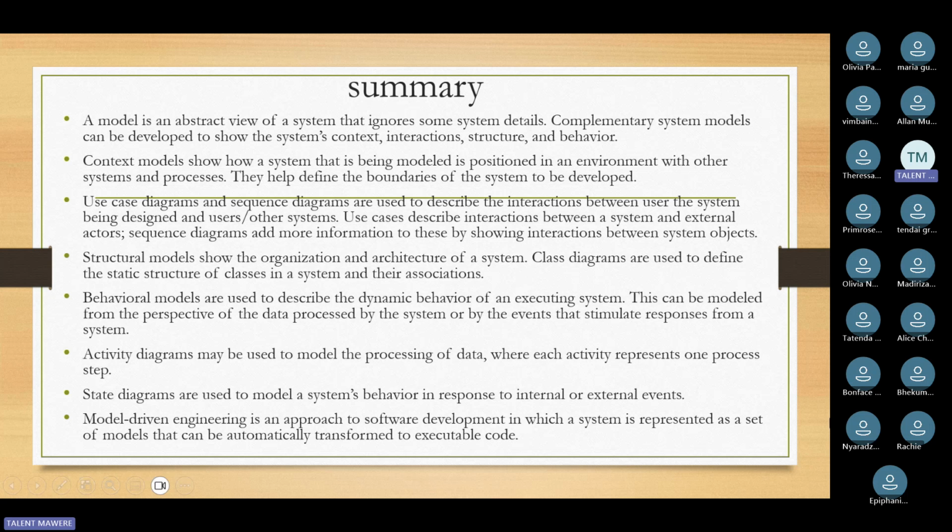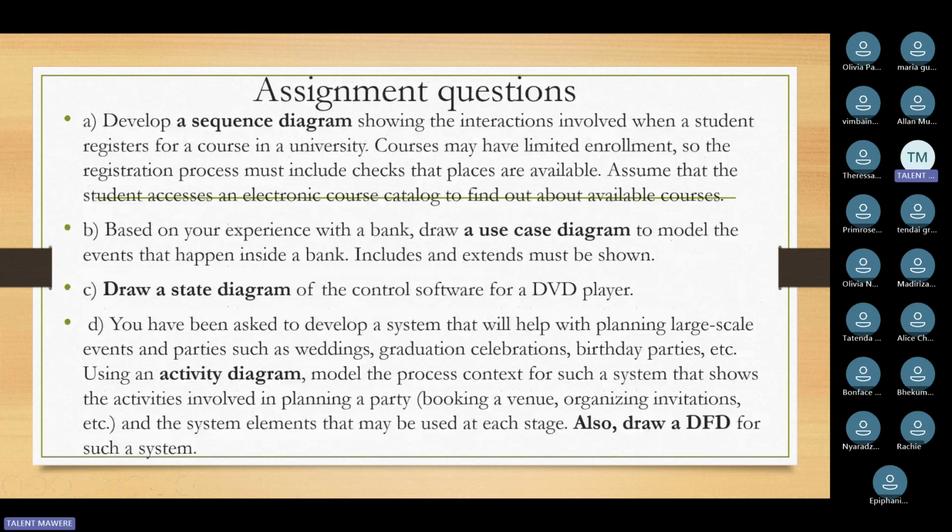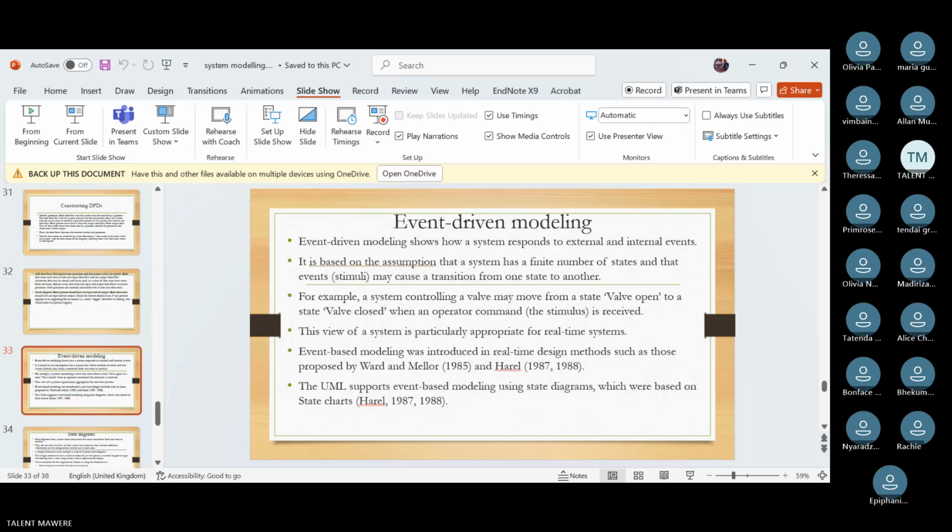You already have this. Just look at this summary when you get time. This one was the assignment that I gave you. The question required you to draw a state diagram of the control software for a DVD player. Any questions so far? We are following. Okay. Let's go.